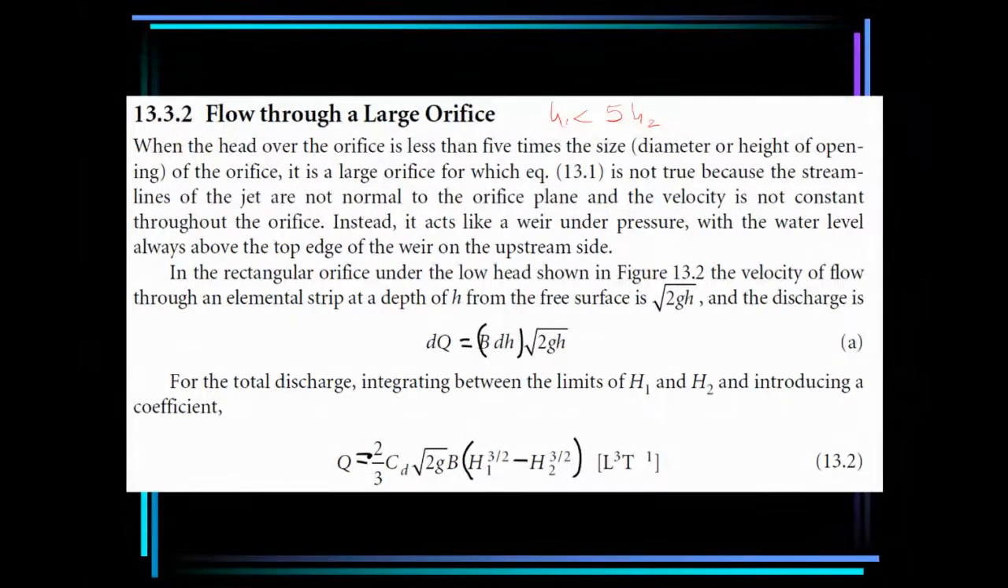Instead, it acts like a weir under pressure. A weir is simply a structure placed across the path of a flowing fluid in a channel, stream, or river. We are going to discuss more about weirs, and I think even last week we started discussing weirs when we briefly discussed the broad-crested weir. After the orifice, we'll look at mouthpiece, and then we'll look at weirs as well under this section. So we will discuss extensively about weirs.